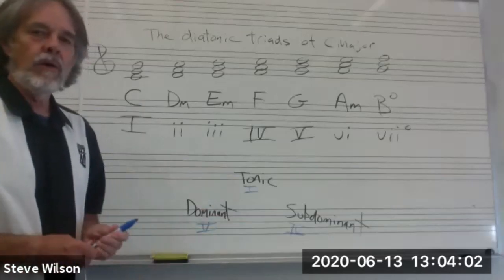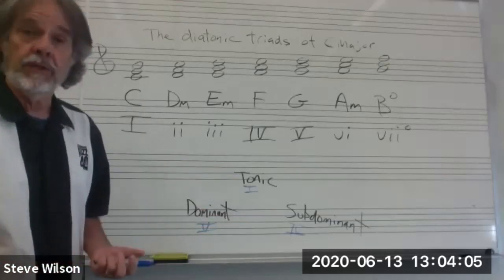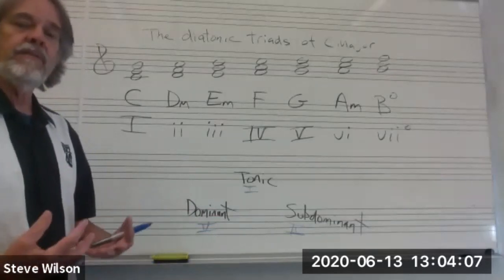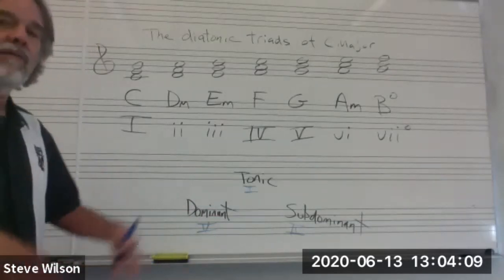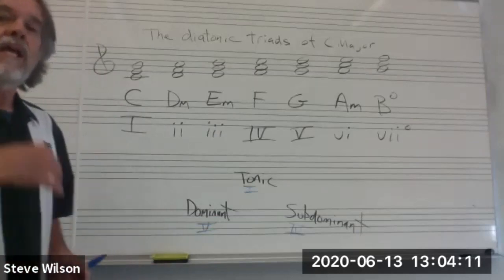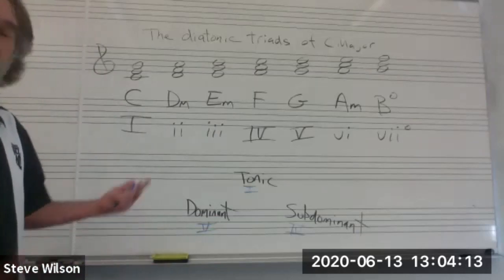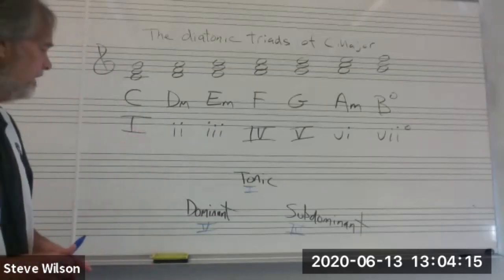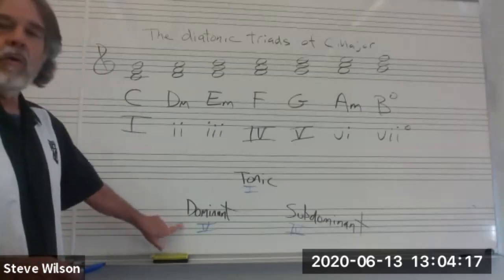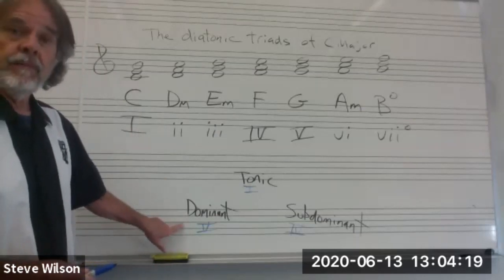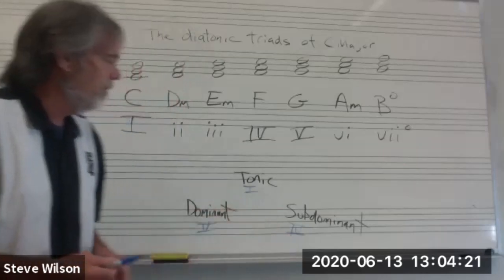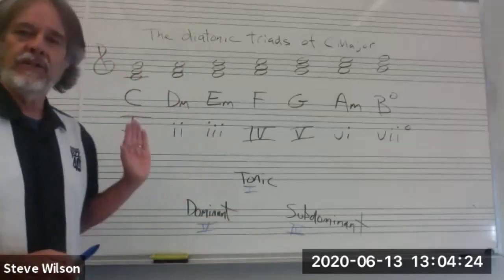Specifically, a tonic chord is a chord of resolution. Relatively speaking, it's a chord that feels resolved. If you stop on that chord, the ear doesn't feel like you need to move forward. A dominant chord is a chord of tension. And a subdominant chord, for lack of a better word, is a kind of transition.